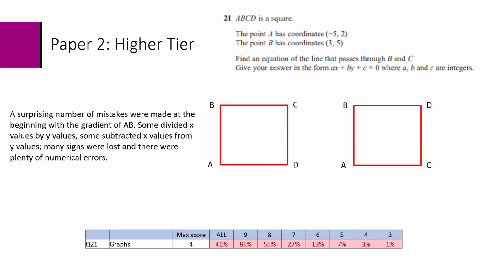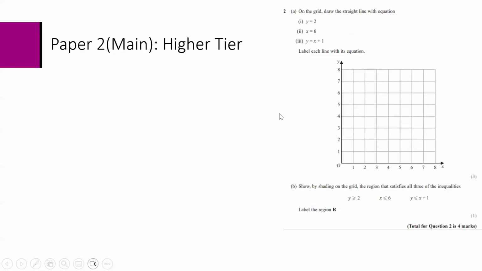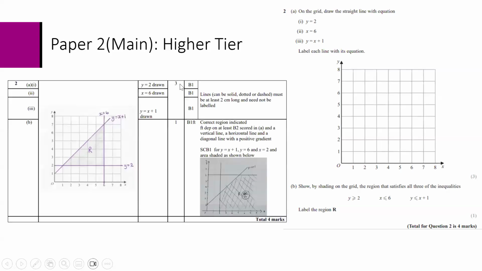Now, I know you're going to say, well, students do struggle with the equations of lines. I'm going to highlight just how much they may be struggling with things that we potentially assume they already know. This is some statistics from the main papers that I presented on last week. On the grid, draw the straight lines with the equations y = 2, x = 6, and y = x + 1. If I were to ask you, I think you'd probably say that one of these is harder for students to plot. There's the mark scheme, but here are the statistics.